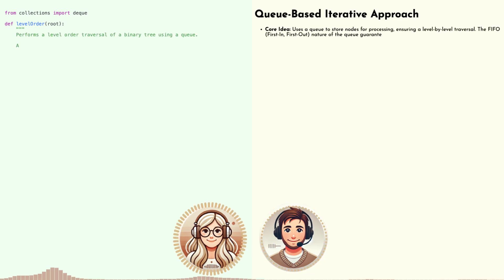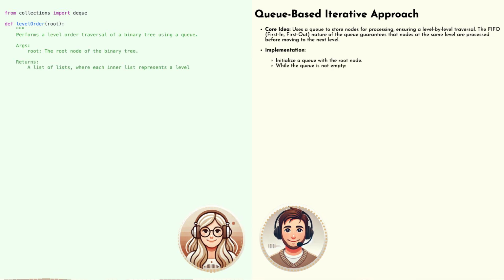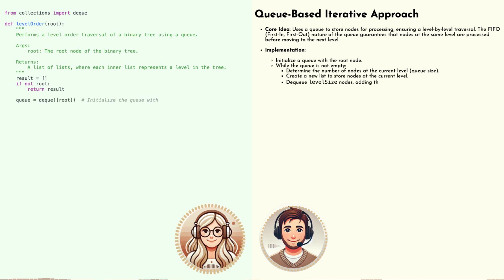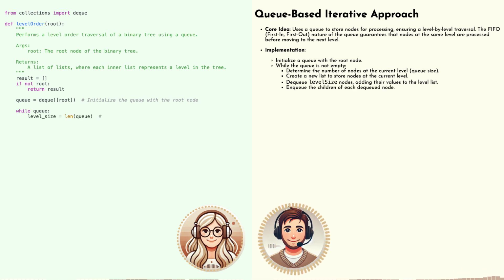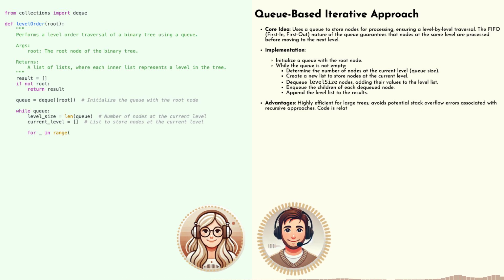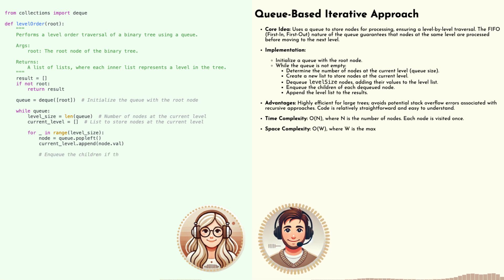Any hints? Okay, think about data structures that are designed for processing elements in a specific order. What comes to mind when you need to handle things in a first in, first out manner? First in, first out. Sounds like we need a queue. You got it. A queue is the perfect tool for this. Okay, I'm intrigued. How does a queue actually help us with level order traversal?